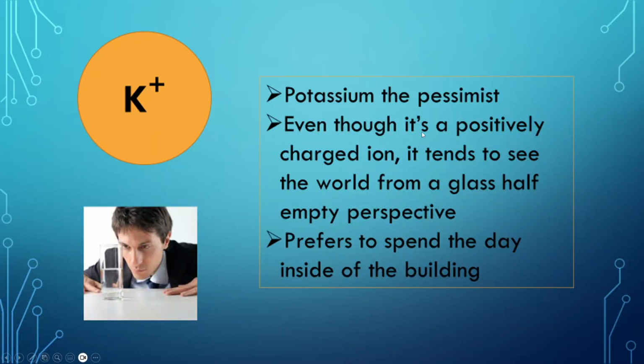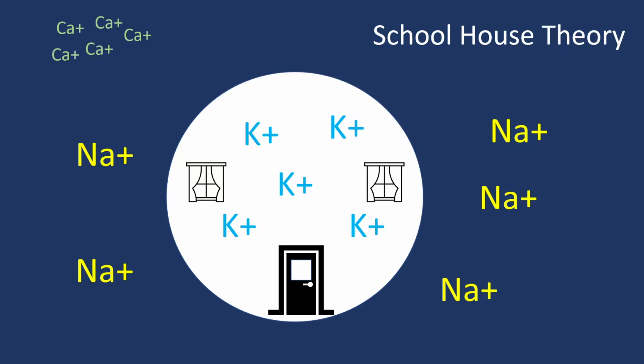So potassium is the pessimist. Even though it's a positive charge ion, it tends to see the world from a glass half empty perspective. And they prefer to spend the day inside of the building. These are your introverts. All right, hope you're all with me now. Stay with me on this.